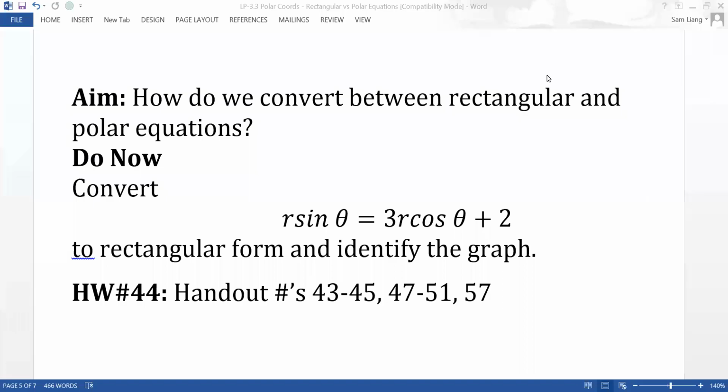All right, so again, good morning. Our aim for today is how do we convert between rectangular and polar equations. Do now is convert r sine theta equals 3r cosine theta plus 2 to rectangular form and identify the graph.